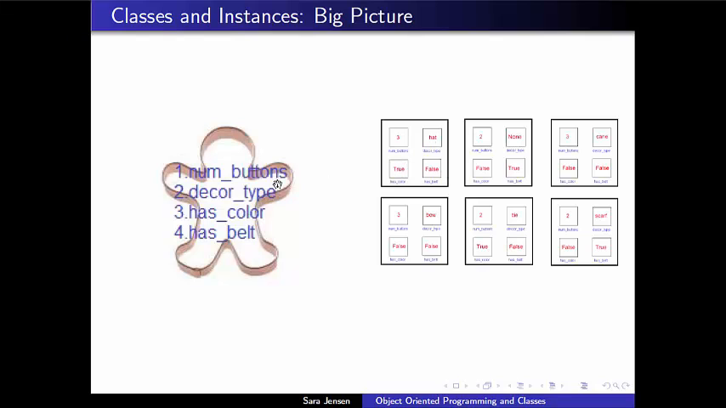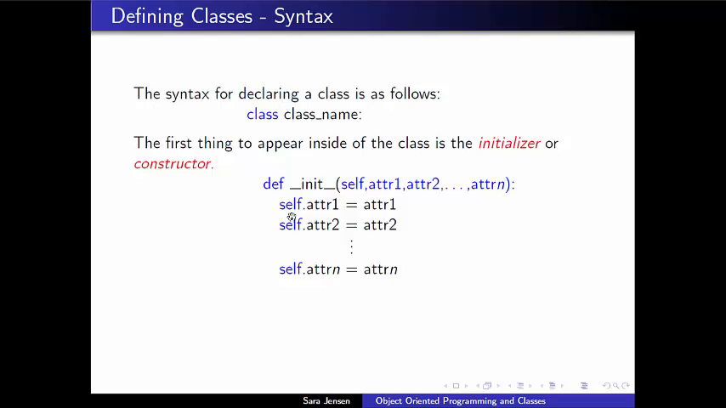So when we create a gingerbread cookie, we need to know ahead of time how many buttons we would like it to have, the decor we would like it to have, whether or not those buttons should be colored, and whether or not that cookie has a belt. And so when we create this instance, we pass in those 4 values to the initializer, and this bit of code is setting that particular instance's first attribute equal to the value passed in the first attribute position. That instance's second attribute of the class is being set equal to whatever argument was passed in the second position. And that process continues on until we've filled the very last attribute of this particular instance with a value.